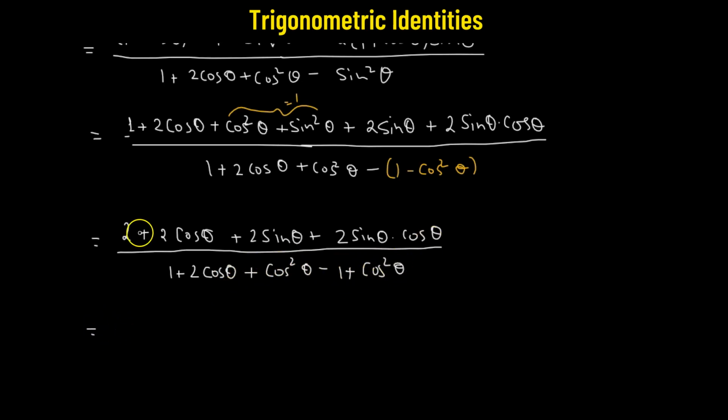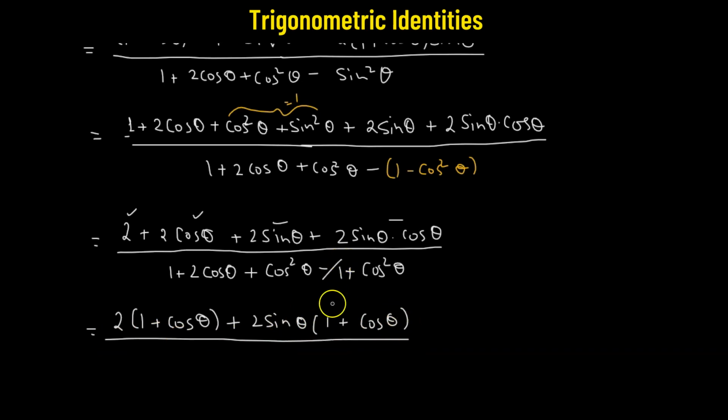Now, what we can do, we can combine the first and the second term by taking 2 as the common factor. So we have 2 times (1 plus cosine theta), plus, for the third and the fourth term, we can take 2 sine theta as the common factor. So we have 2 sine theta multiplied to (1 plus cosine theta), divided by, so here positive 1 and negative 1 will get cancelled out, and this leaves us with 2 times cosine theta plus 2 times cosine squared theta.